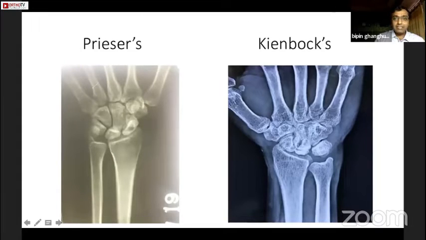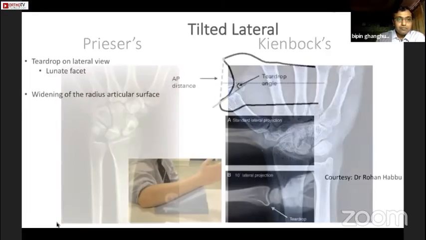On the X-ray PA view, you see what is called avascular necrosis of the scaphoid bone. This was confirmed with MRI later on, but you have to suspect these diseases of the carpal bones. Also, diseases of the lunate, like Kienbock's disease, can also be found out on PA views.